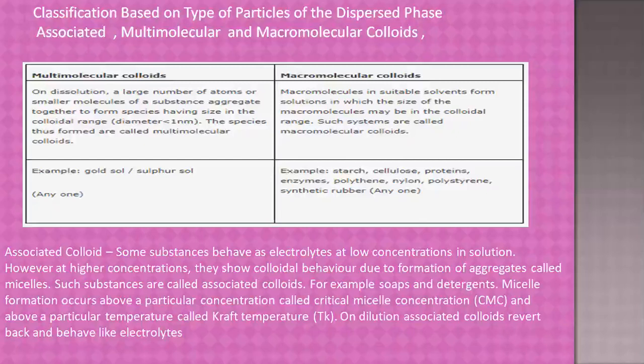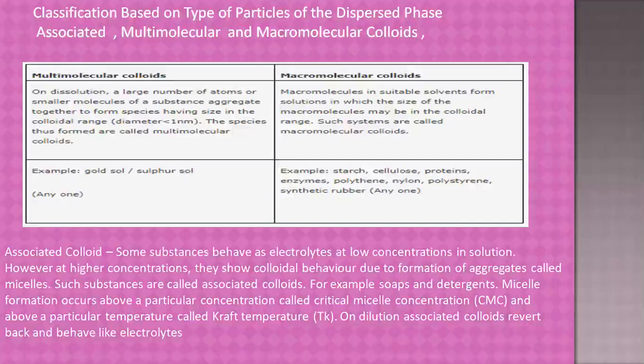Multimolecular colloids are formed when, on dissolution, a large number of atoms or small molecules of a substance aggregate together to form a species having the size within the colloidal range. Examples are gold sol and sulfur sol, which are examples of multimolecular colloid. Next is macromolecular colloid.